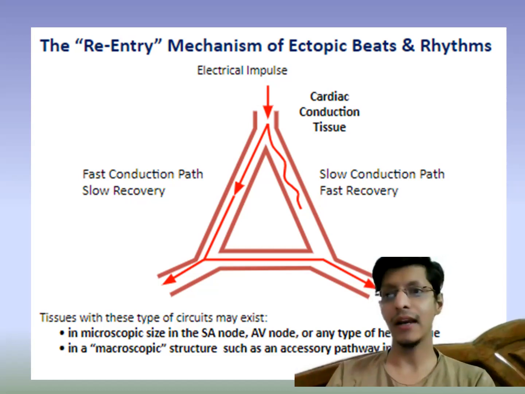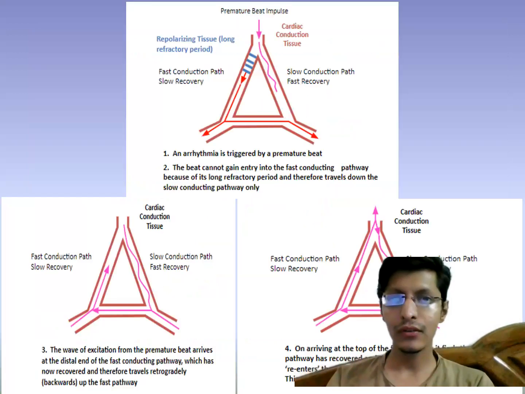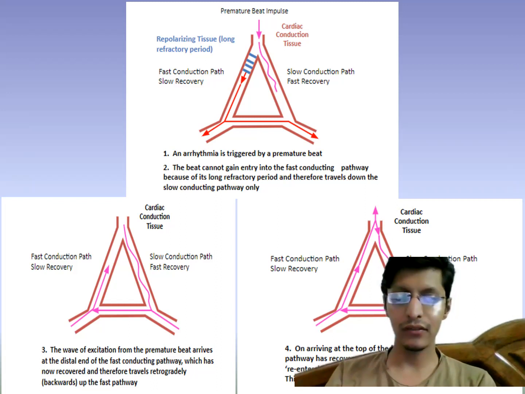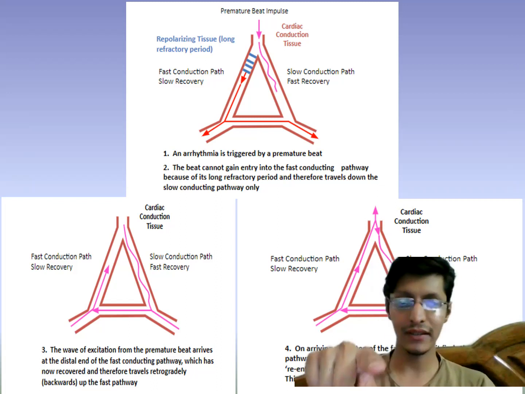This is normal. And now we'll see what will happen if there is a pathology in this. So, for example, if there is a block in this fast conduction pathway, this slow conduction pathway will get activated, and now this will try to move over this side. Look at this diagram here on to the right.